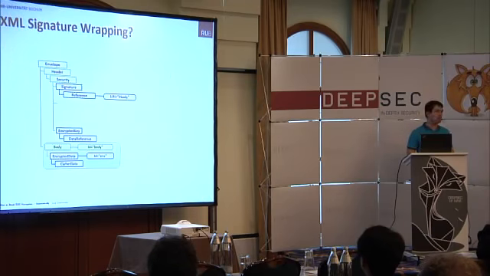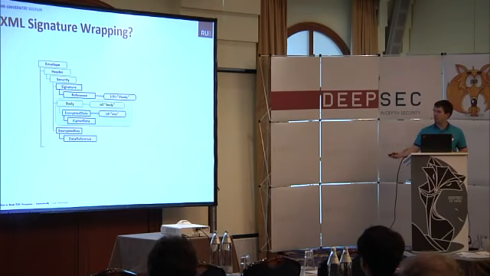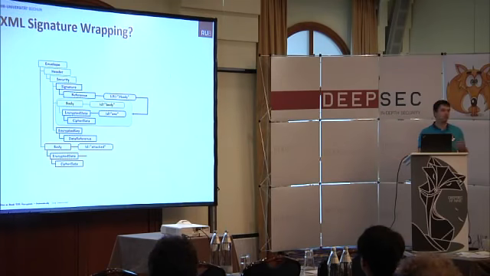The first problem is signature wrapping. So imagine we have an encrypted data here, an encrypted key, and this encrypted data should be protected using a signature. What can an attacker do? He can just move the signed data here, and the signature is still valid. And he can place arbitrary encrypted data in the body element. It gets decrypted, and you get an oracle. Okay, this is the first problem.